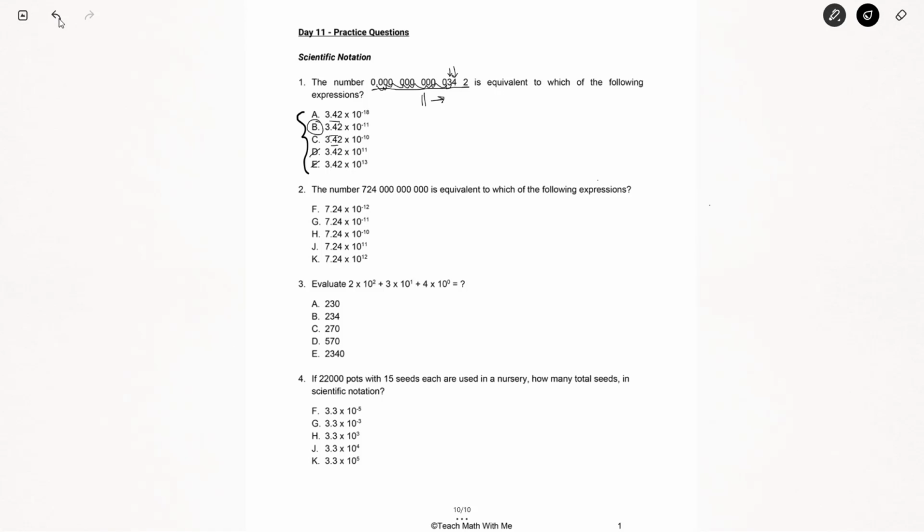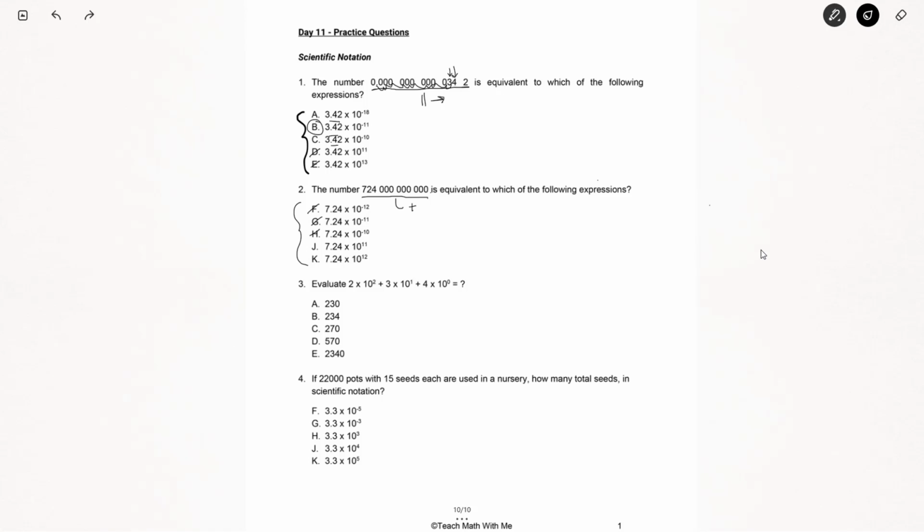Now let's take a look at number 2. The number 724, a really big number with 3 sets of 3, so with 9 zeros, is equivalent to which of the following expressions? So again, when we look at our answer choices, they are in scientific notation. This is a very large number with 9 zeros. So our exponent on the 10, the power of 10, is going to be positive. So we can eliminate answer choices F, G, and H.